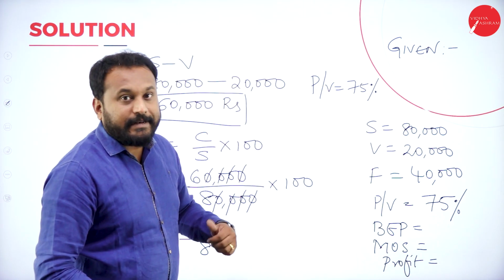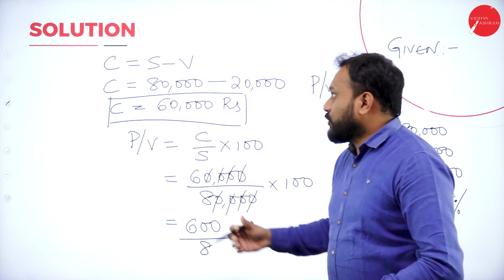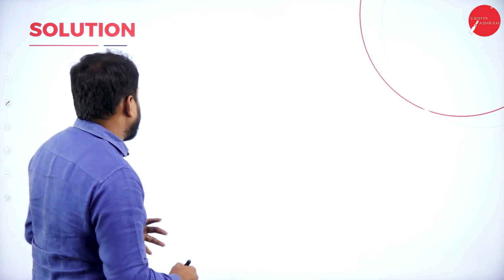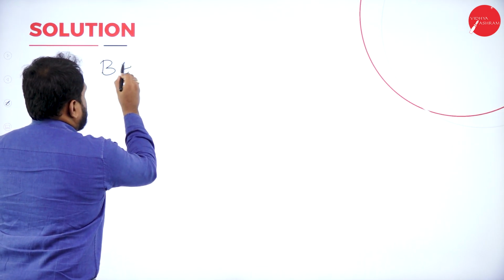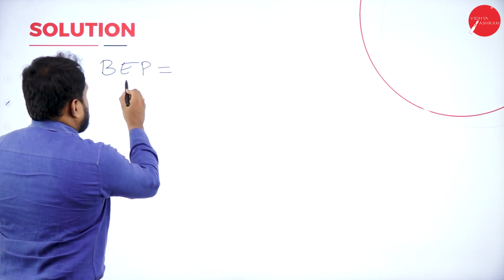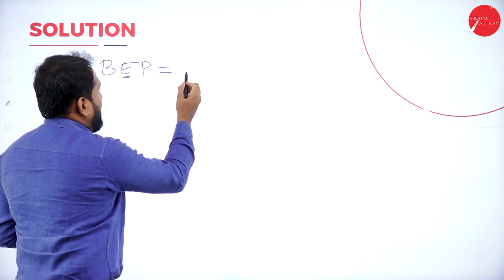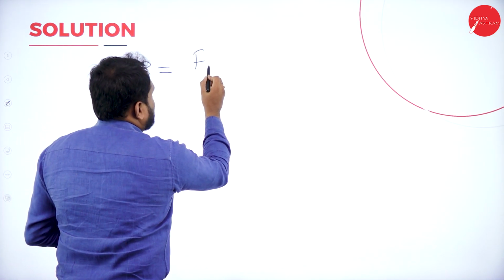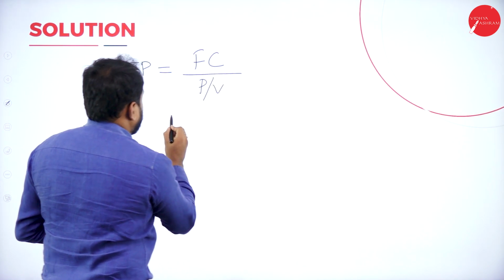75%. Done. Next I need to calculate what? My BEP. Now we'll take a new one, that is BEP. We'll just go for it. Now when we go for BEP, understand, BEP is equal to what? You are supposed to go for it. E. After E, what will come? That is P. That is F. F means what? Fixed cost divided by PV is the denominator.